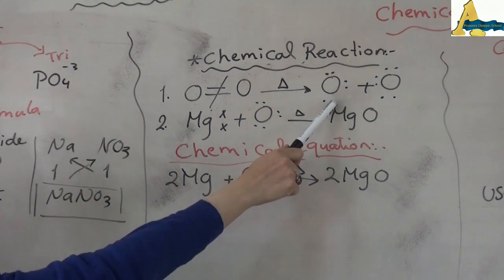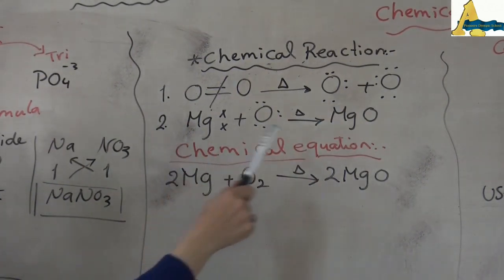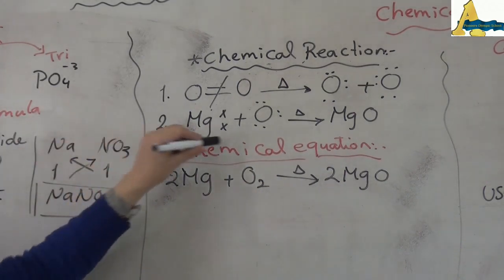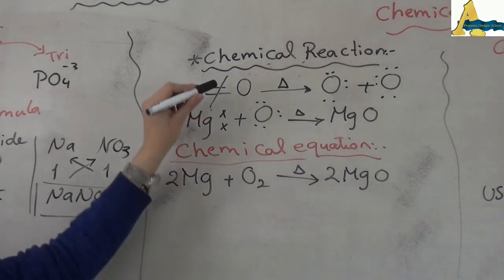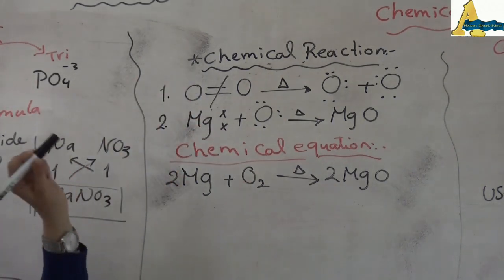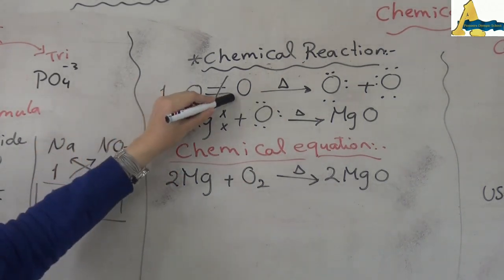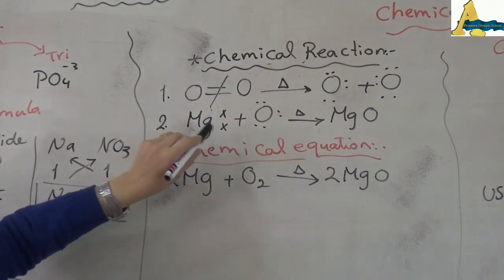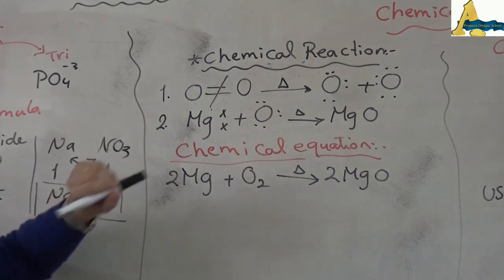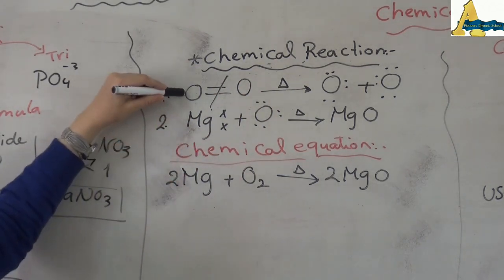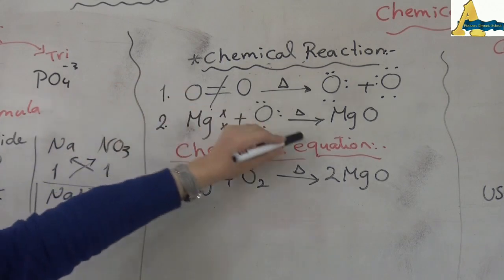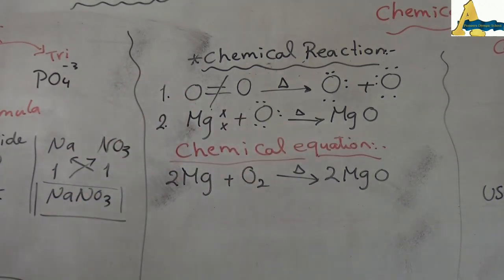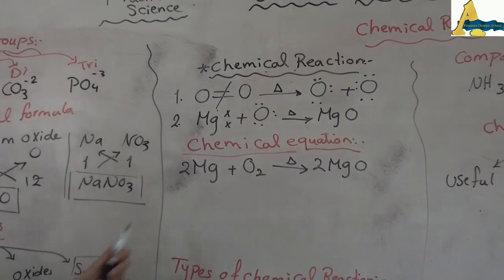Then each one of them is going to react with a magnesium atom to form magnesium oxide. This is how to write the chemical equation. So what's meant by a chemical reaction again? It's breaking of the existing bond between atoms of the reactants and forming new bonds between atoms of the products. Why? Because here in the reactant the bond was double covalent, and in the product it became an ionic bond between magnesium and oxygen.